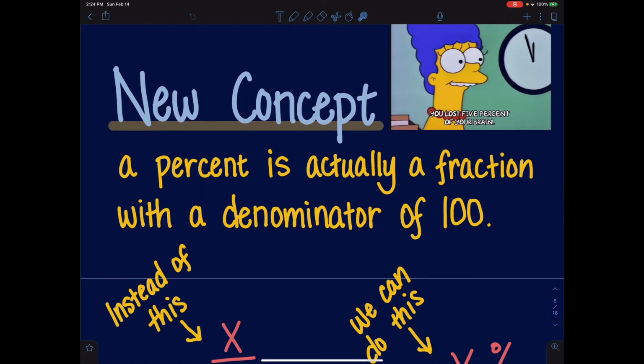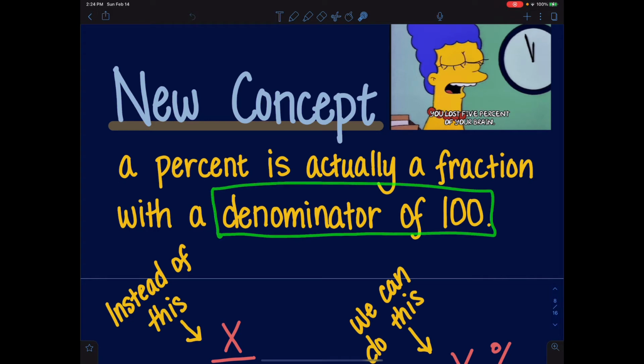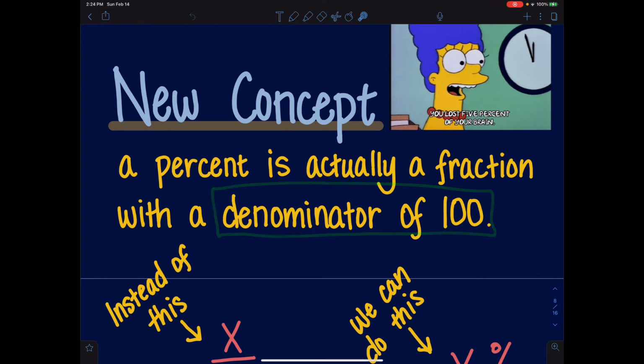All right, new concept. The new concept for today is talking about percentages. And a percent is super interesting because it's actually a fraction. Did you know that? Like if you say 100% or 80%, it's actually a fraction with a denominator of 100. So if you say 80%, that's like saying 80 over 100.